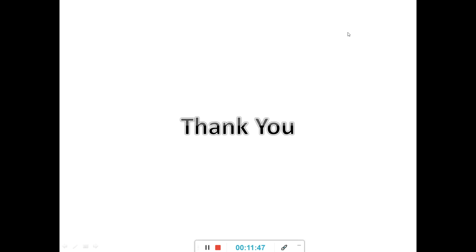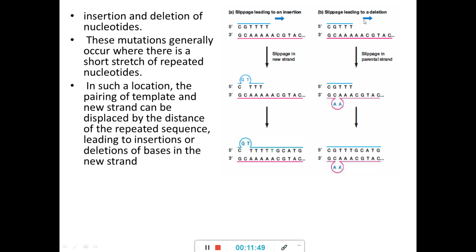And a slippage can also lead to a deletion. So you can have here GC triple T. Up in the parental strand, what happens? A slippage is happening, and this is the parental strand. Here a slippage is happening, and so it will result in a deletion.